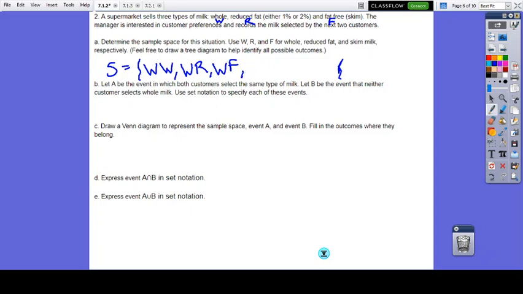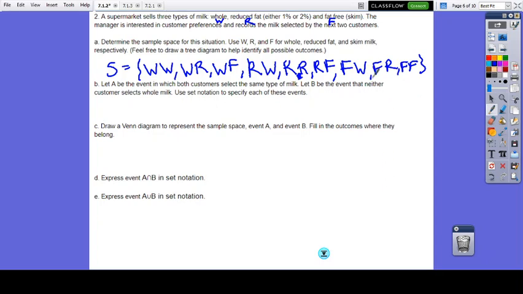So then I'm going to go on to what if the first customer chooses the reduced fat milk. Okay, if they choose the reduced fat, the second customer could have chosen whole. Again, first is reduced fat and second one could be reduced fat. And then the third option is reduced fat and fat-free as your possibilities there. And then lastly, you need to add in what if the first customer chose fat-free. So it's fat-free whole, fat-free reduced fat, and fat-free fat-free. Okay, so those are all of the possible outcomes.